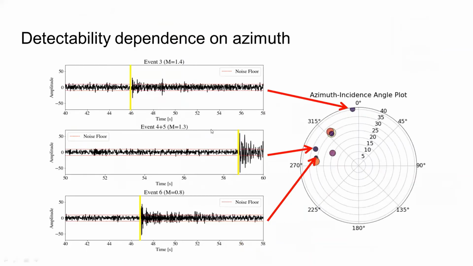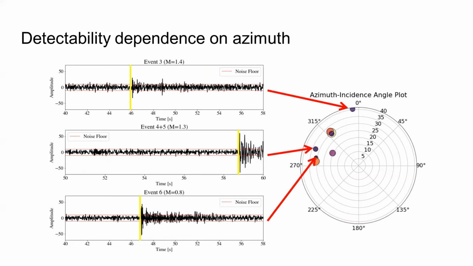One of the interesting things is that here we have three events with magnitudes 1.4, 1.3, and 0.8. The interesting thing is that the 1.4 magnitude event has a weaker amplitude recorded than the smaller 0.8 earthquake. So the question is why?